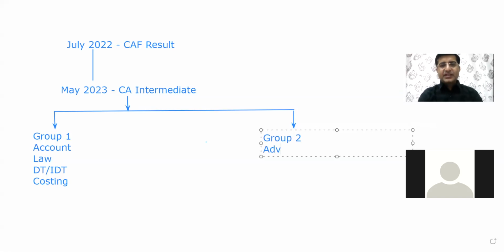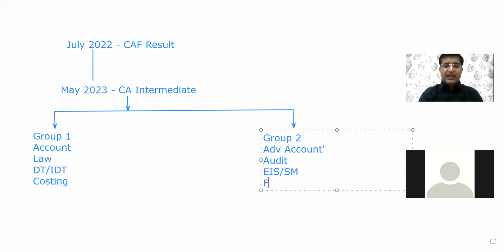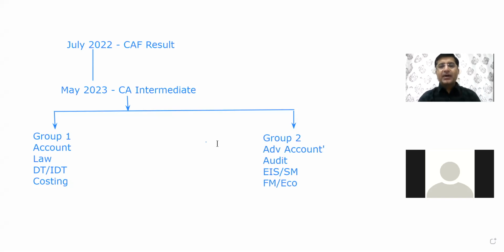For group 2, the subjects are advanced accounts. There is the subject of audit. There is a subject of EIS and SM, the Enterprise Information System and Strategic Management. And there is a subject of financial management and economics. This is macroeconomics, which is above the microeconomics that you're going to do at your CA foundation level. Now, this is how that particular subjects are being divided.